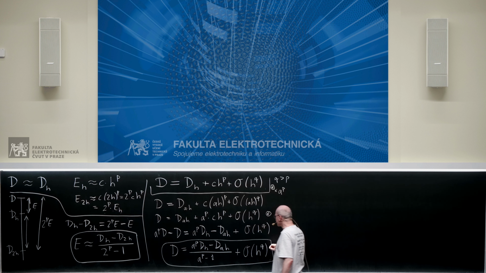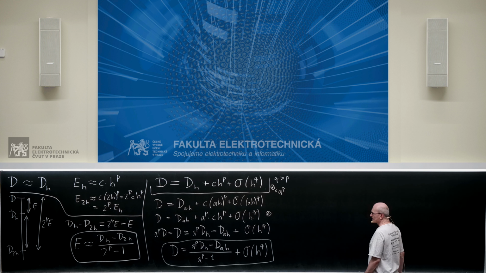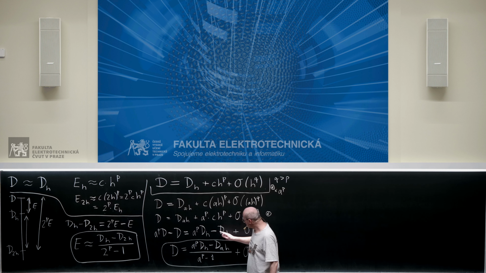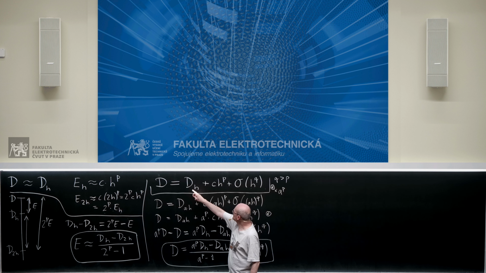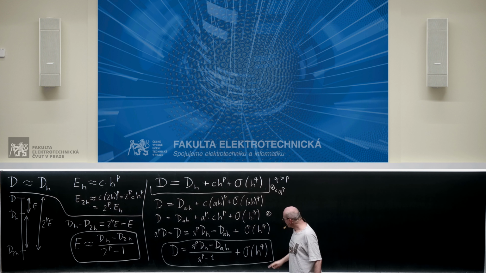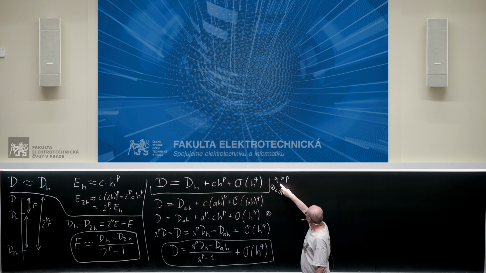What did we just obtain? We obtained a formula which actually provides us with an approximation of the quantity d. And now, how good is it? The previous approximation had quality O(h^p), so the error was of order h to p. But here the error is of order h to q, which is better.